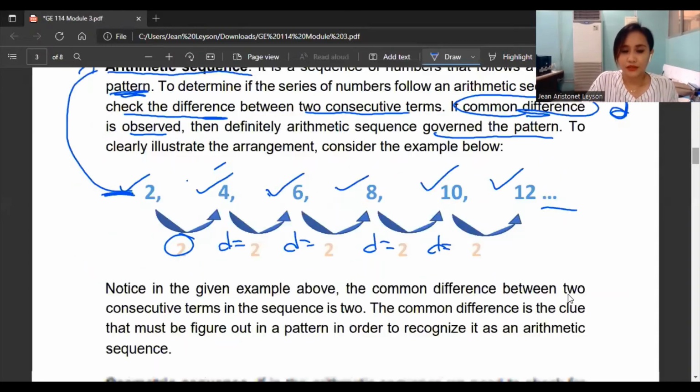Going back, notice in the given example above, the common difference between two consecutive terms in the sequence is 2. So the common difference is the clue that must be figured out in a pattern in order to recognize it as an arithmetic sequence.